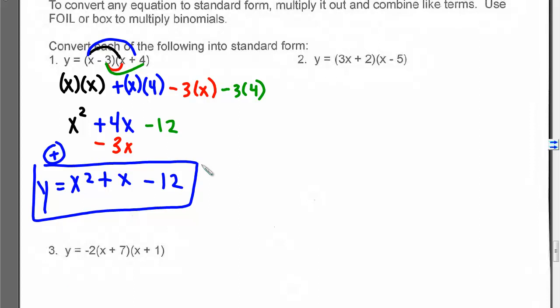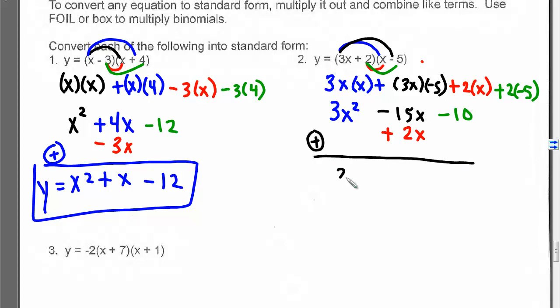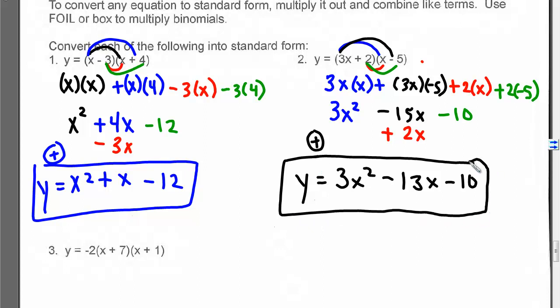Number 2. Same problem. Let's use distribution. 3x times x is 3x squared. 3x times negative 5 is negative 15x. The inner terms, 2 times x is 2x. And the last terms, 2 times negative 5 is negative 10. Let's combine like terms. This gives me 3x squared minus 13x minus 10. So y equals 3x squared minus 13x minus 10.